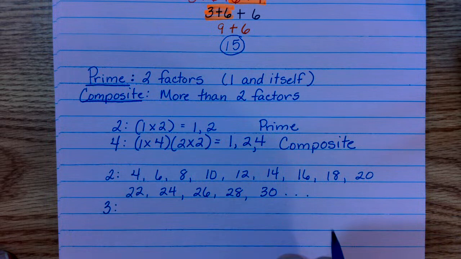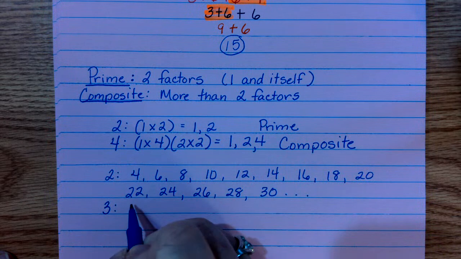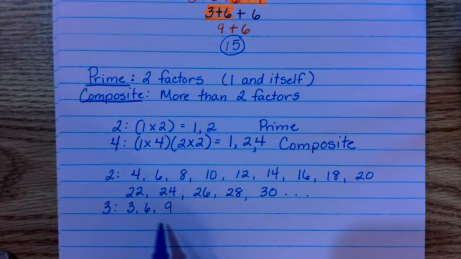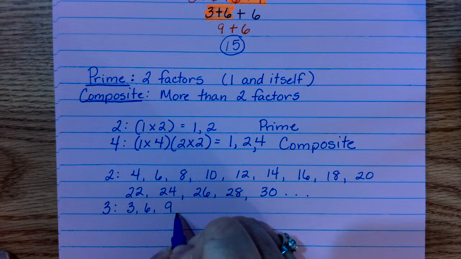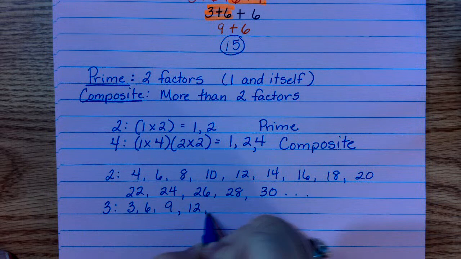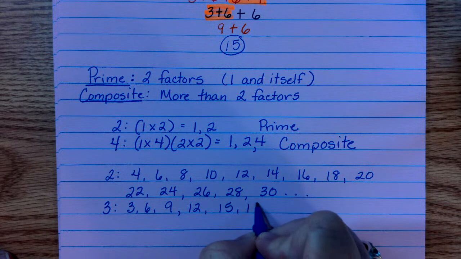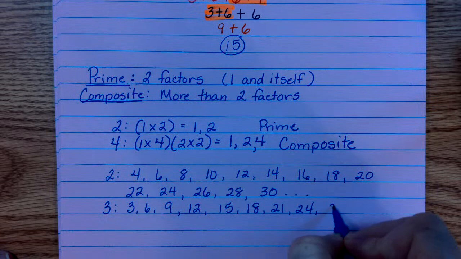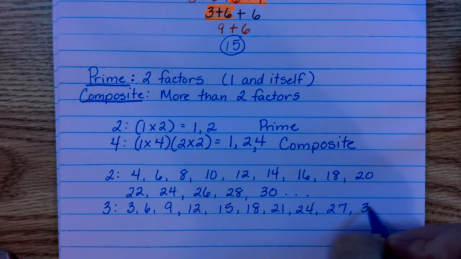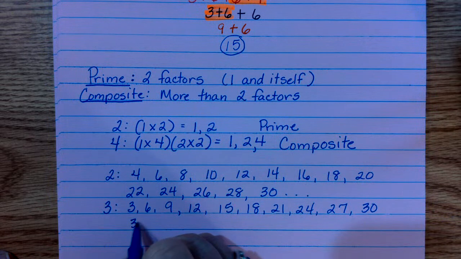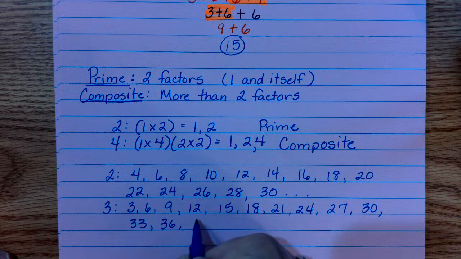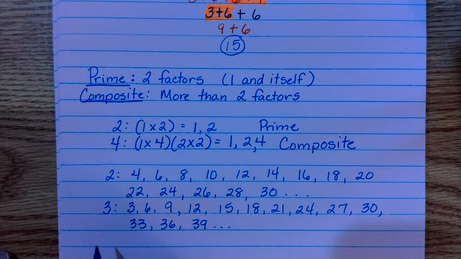Numbers that are divisible by 3 are composite. 3, 6, 9. You can see here that it's not just even numbers. 12, 15, 18, 21, 24, 27, 30, 33, 36, 39, and on and on and on.